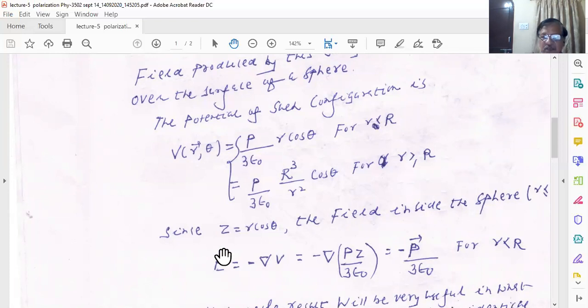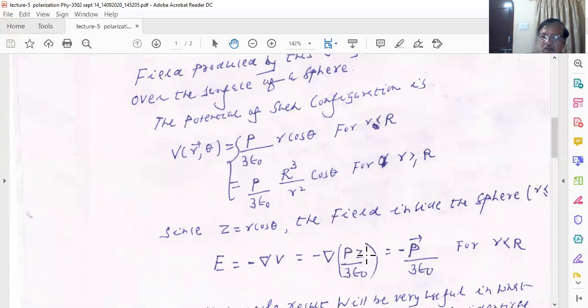This is a vector field, so here I have not mentioned the vectorial form, but this is a vector quantity. This is the electric field and it is a vector. It has the direction of the negative gradient of potential, and the potential, you know, is P upon 3 epsilon, r cos theta is z. So I write down Pz divided by 3 epsilon. This is a negative gradient of this, and the gradient is basically a del operator. It's a differential operator. So the gradient of this is del by del x i plus del by del y j plus del by del z k.